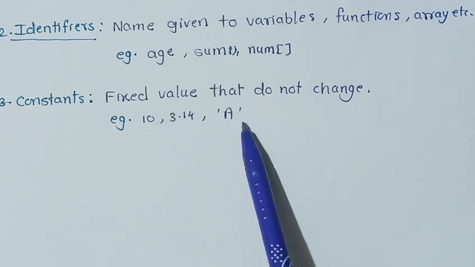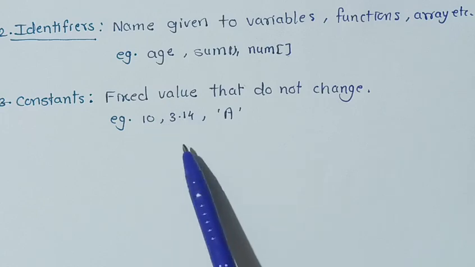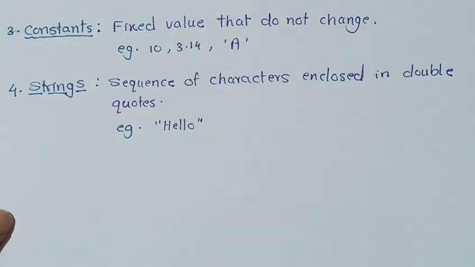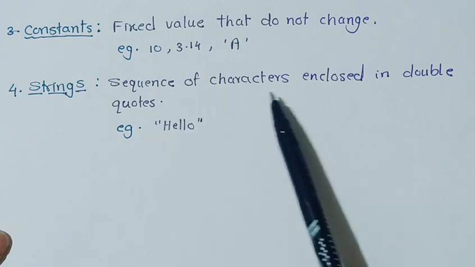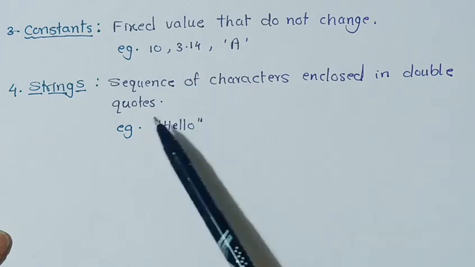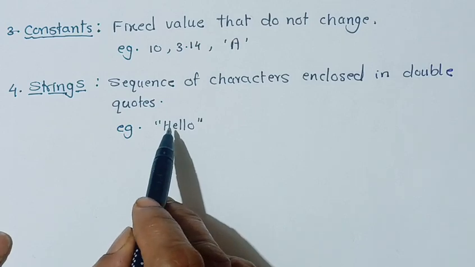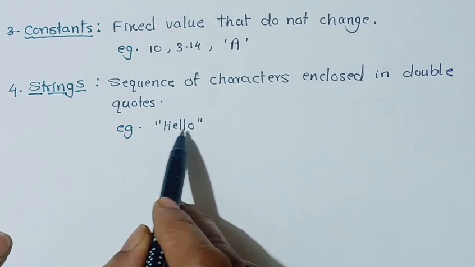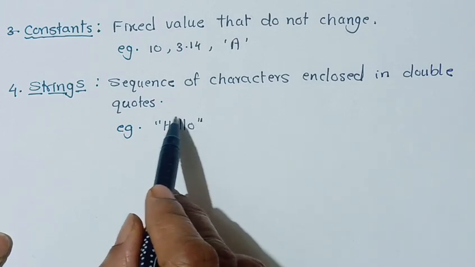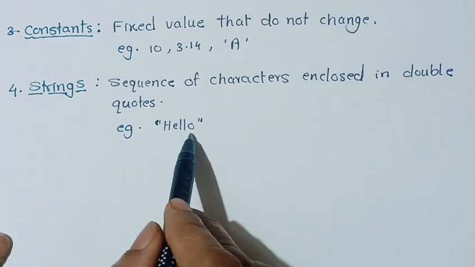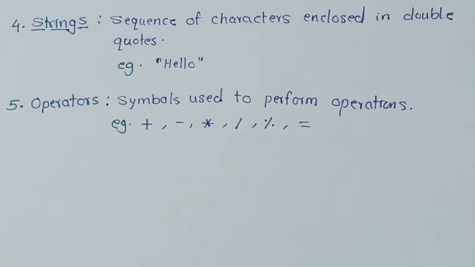Next, a character. Okay, so these are constant values. Next is string. So string means what here? Sequence of characters enclosed in double quote. See here, collection of characters. Only a single character we are not using here. Hello, HELLO, so 5 characters. So a sequence of characters enclosed in double quote is called a string.